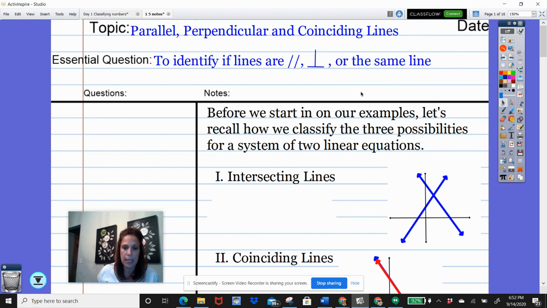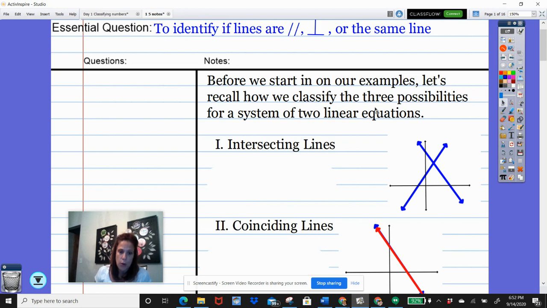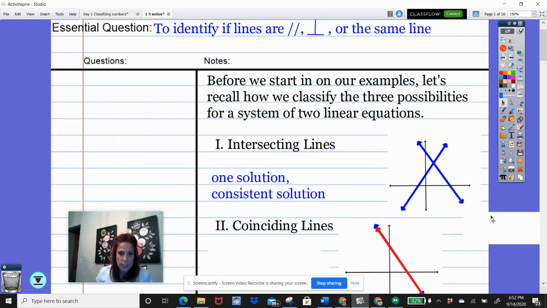Before we start any of our examples, first we have to classify the different kinds of systems. Now, a system is when you have two equations next to each other and you're comparing them. So these are the 3 different possibilities. You have one pair where they just intersect. And when two lines intersect, there's one solution, there's one point there. And so that's known as one solution, and it's consistent because there's one solution.